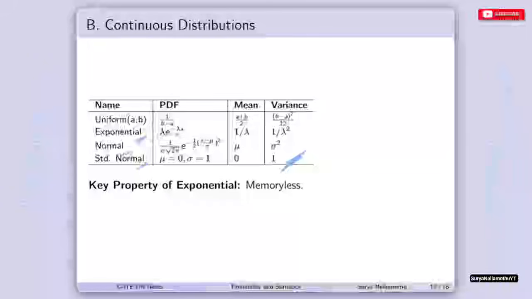Exponential, lambda into e power minus lambda x. Mean 1 by lambda, variance 1 by lambda square. Uniform distribution, 1 by b minus a, for mean a plus b by 2, for variance b minus a whole square by 12. So you need to remember this very well, then you can answer any specific question.